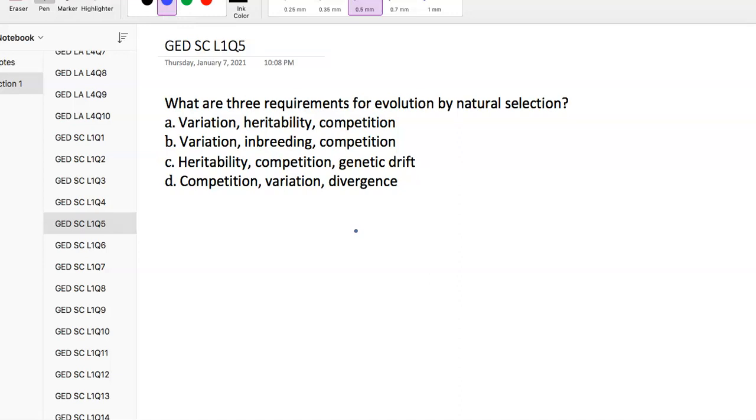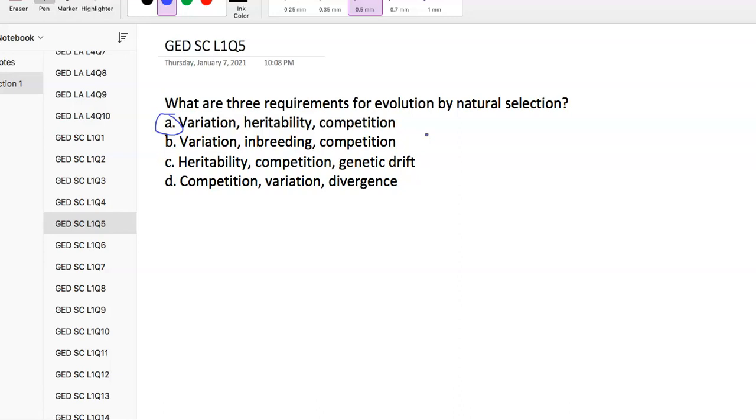Okay, so the answer we want is variation, heritability, and competition. That is answer choice A. These are the 3 requirements. You have to have these memorized, right, in your mind. This is a very, very common question right here.